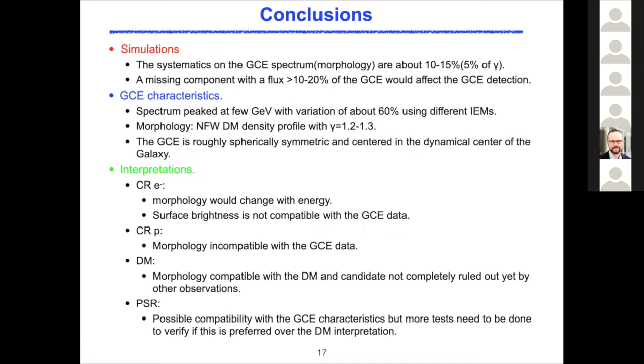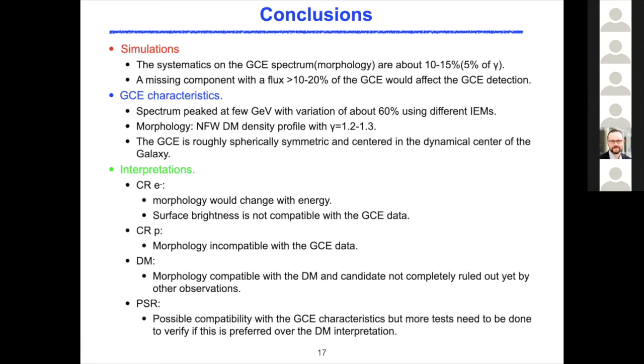So to conclude, with simulations I found what is the sensitivity of the LAT to find the characteristics of the galactic center excess. Then I applied the analysis to 11 years of data, and I found that the morphology is compatible with a Navarro-Frenk-White dark matter density profile with gamma equal to 1.25. There is a systematic uncertainty of 60% in the spectrum at a few GeV, and the galactic center excess seems to be roughly spherically symmetric and with a spatial distribution that does not change with energy.